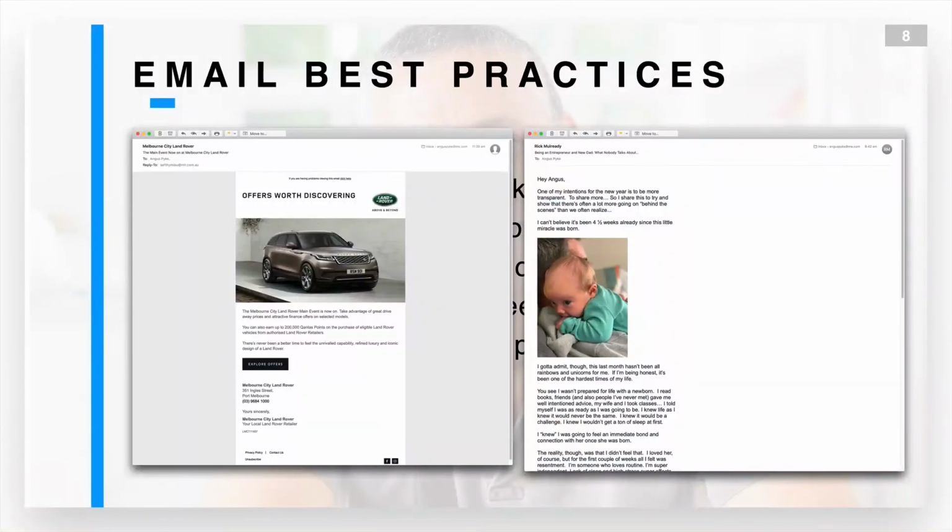If you're looking at the video version of this at the moment, I've got a couple of examples up. On the left-hand side here, I've got an email from Melbourne City Land Rover. It really looks like it's one of those bulk messages that's sent out. It's not personalized in any kind of way there. Up the top, it's got the big Land Rover heading and then a picture of one of their cars as well.